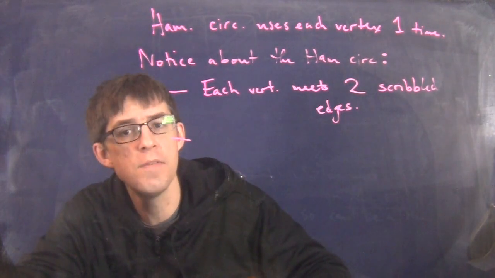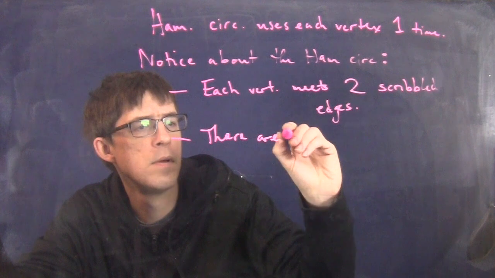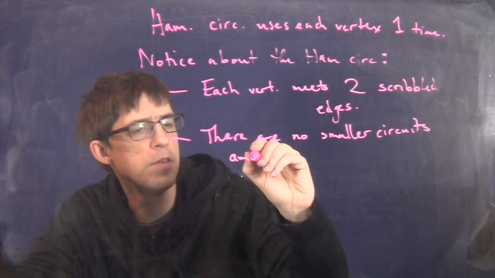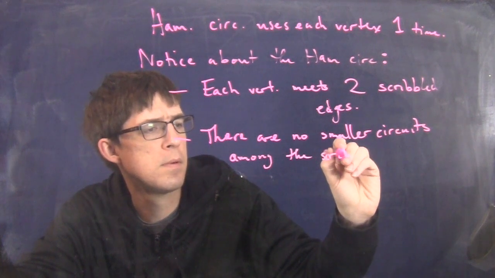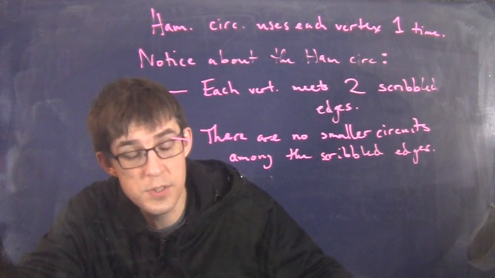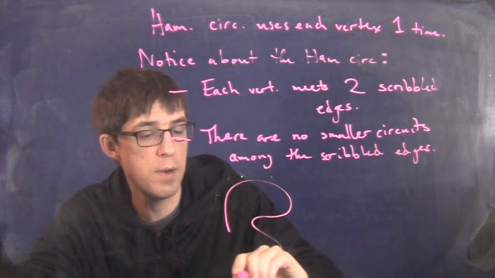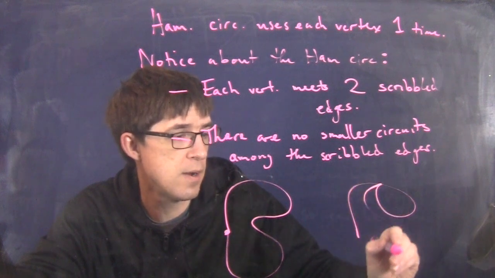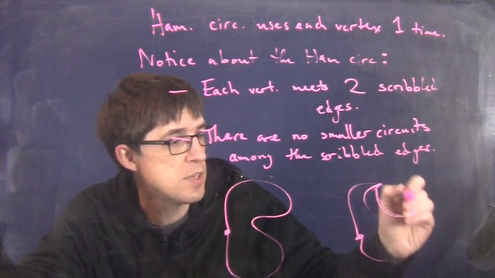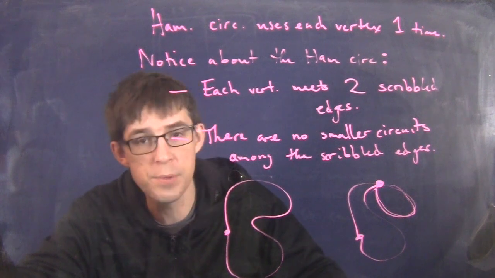And the other simple fact from which all of our little tricks are going to be derived is that there are no smaller circuits among the scribbled edges. All right, that is because this is supposed to make one circuit which only hits every vertex once. There can't be another circuit inside of it. What I mean is this is just supposed to be one big circuit, right? It doesn't do something like that. This is what I mean by a smaller circuit, right? This big circuit has this other smaller circuit. Why doesn't it do that? Because this requires it to revisit that vertex, and a Hamilton circuit never revisits a vertex. So that means there are no smaller circuits among the scribbled edges in a Hamilton circuit.